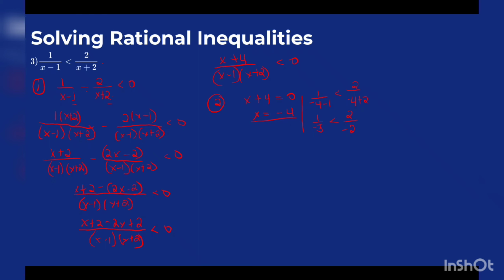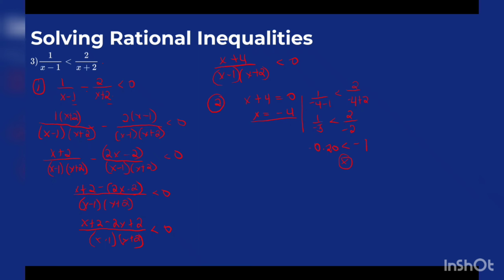1 divided by -5 is -0.20. And less than 2, 2 divided by -2 is -1. So this is not true because -0.20 is not less than -1.